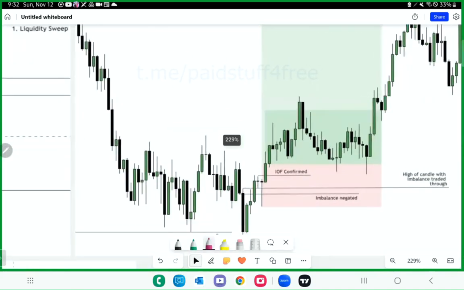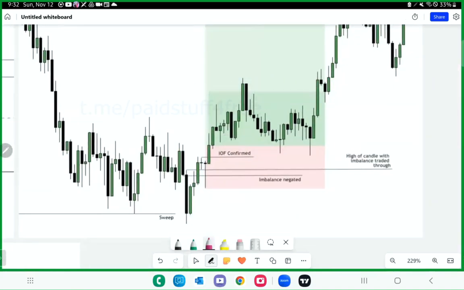Another example here. All right, same idea. Once we get the sweep, I'm locating the imbalance within the stop point leg. It just happens to be within the last candle. I want to see a body closure right here. The high of the candle traded through validates the order block. And then these two down close candles trade back into the OB. And the moment we trade above here, IOFC confirmed.